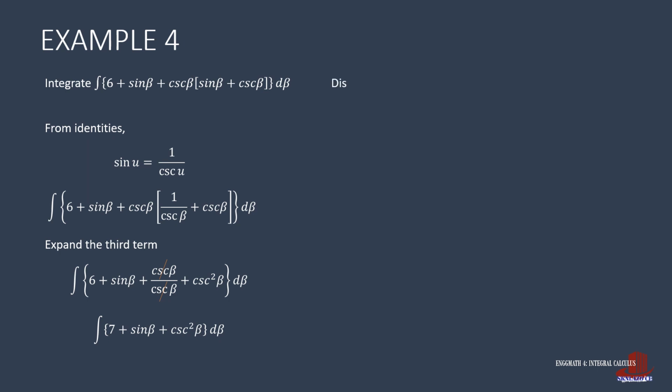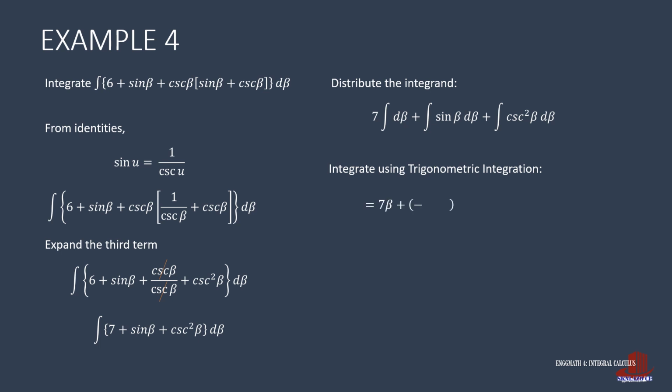Next is to make 3 simple integration terms where we can readily take the integral of each. So the first term becomes 7 beta, then the integral of sine is negative cosine, making the second term negative cosine beta. The third term can also be readily integrated into negative cotangent of beta. Then add the arbitrary constant c. Simplify the integral into 7 beta minus cosine of beta minus cotangent of beta plus c.